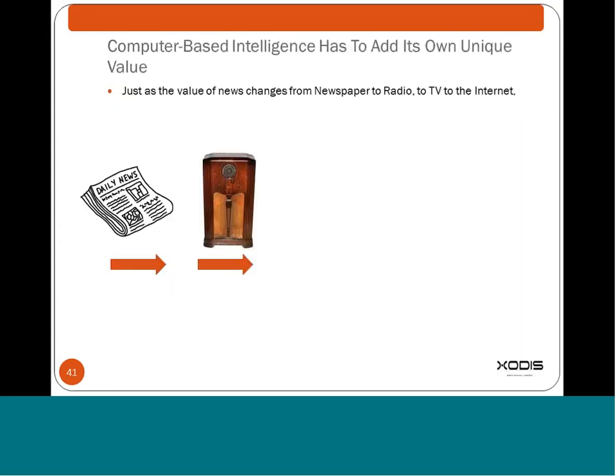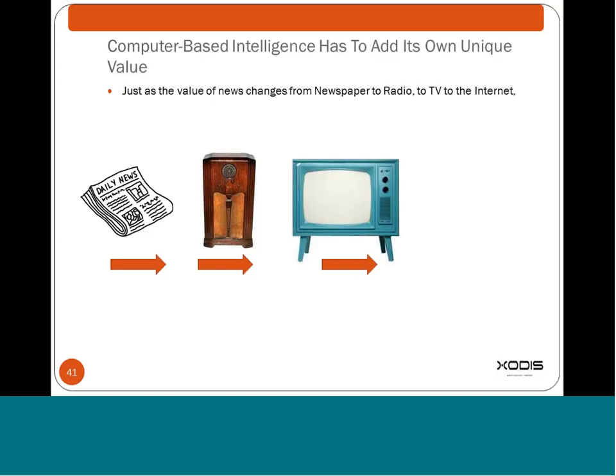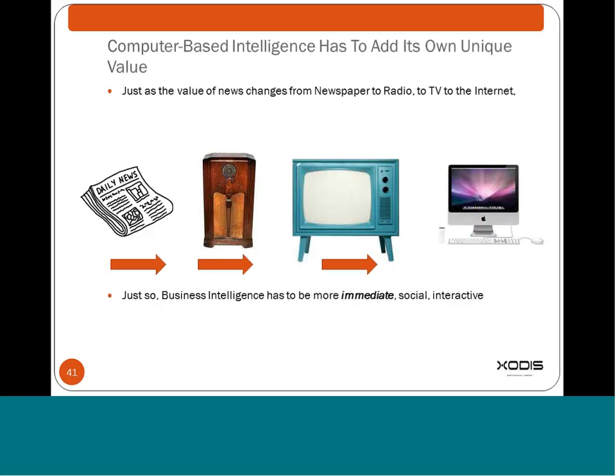So computer-based intelligence, just like any other source of intelligence, from the newspaper to the radio to the TV, has to provide its own value for the medium. So it has to be more immediate. It has to be social and interactive because that's what the medium can do, as opposed to you can't interact with the television or anything that went before.